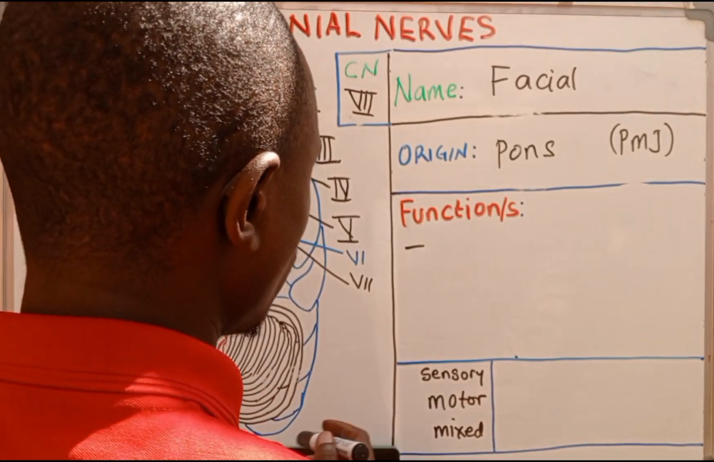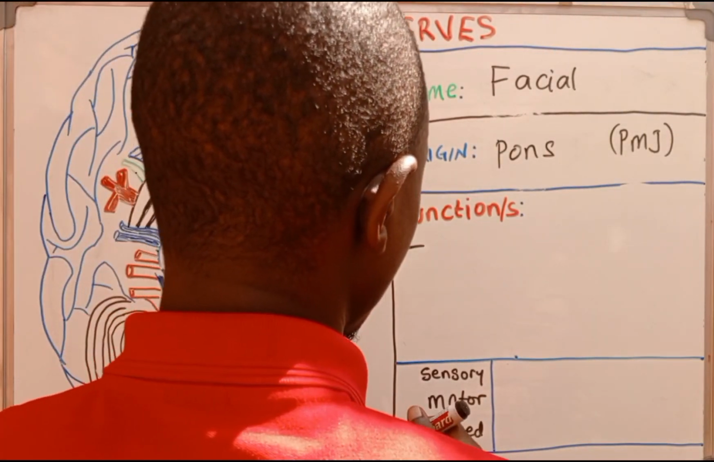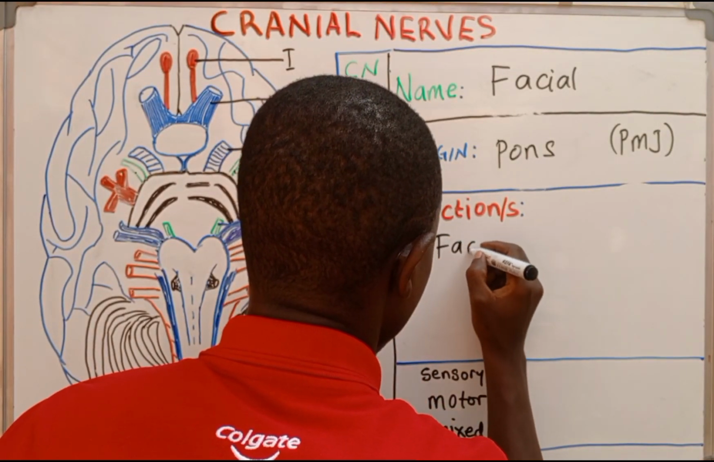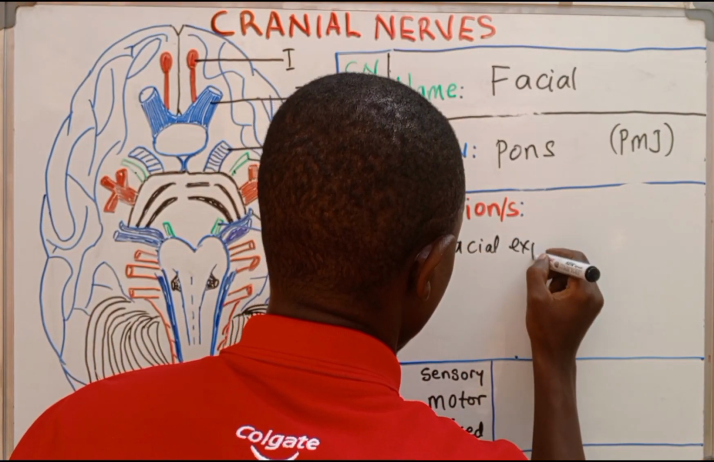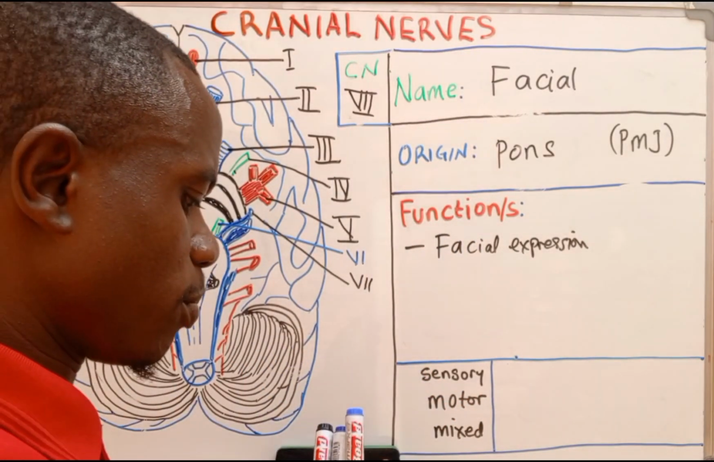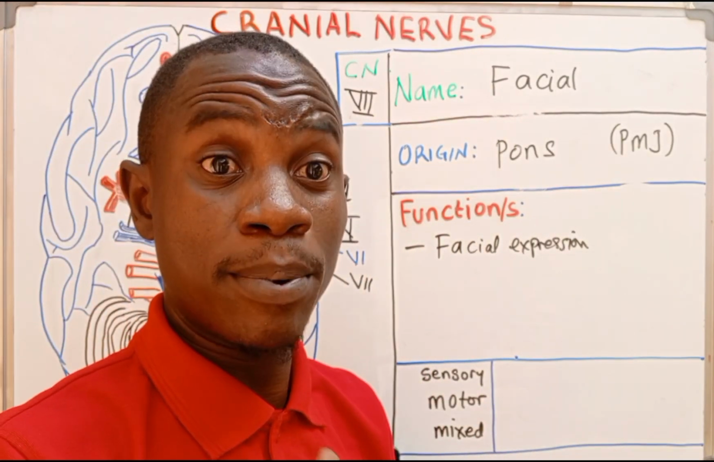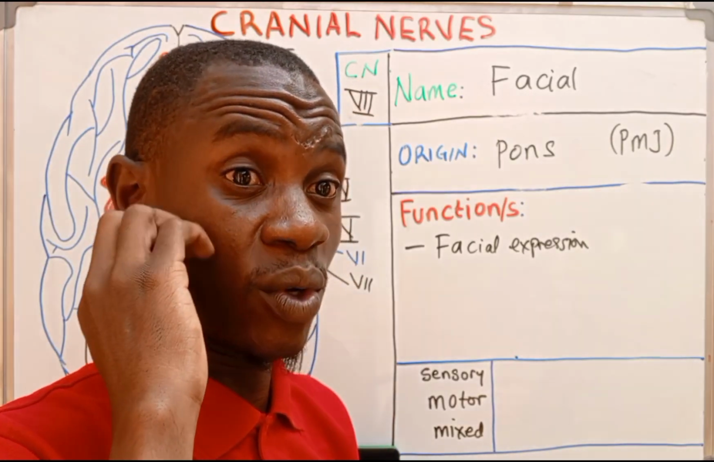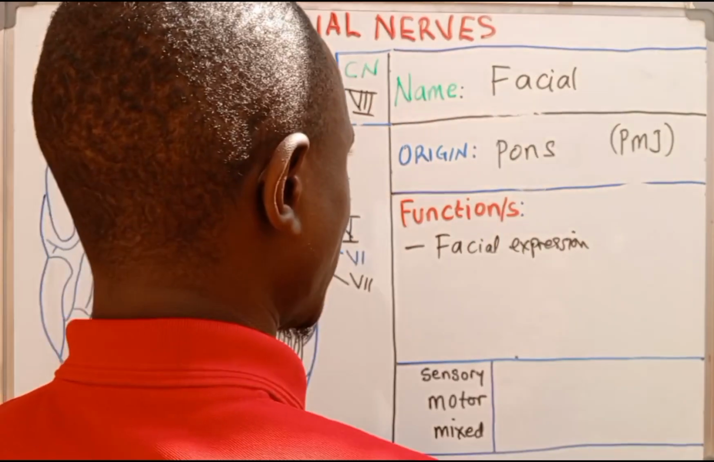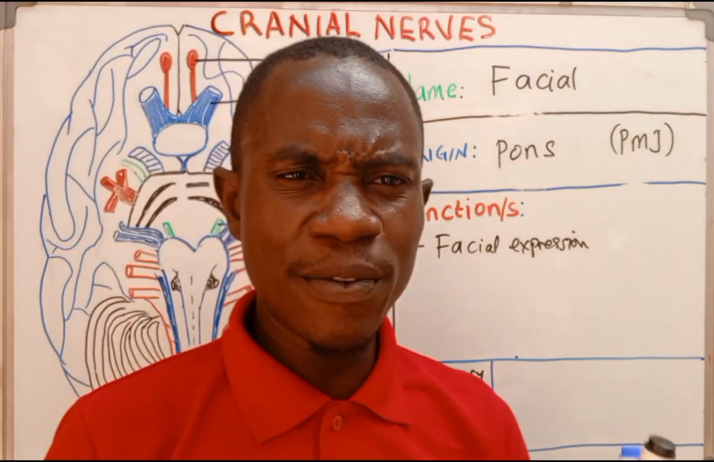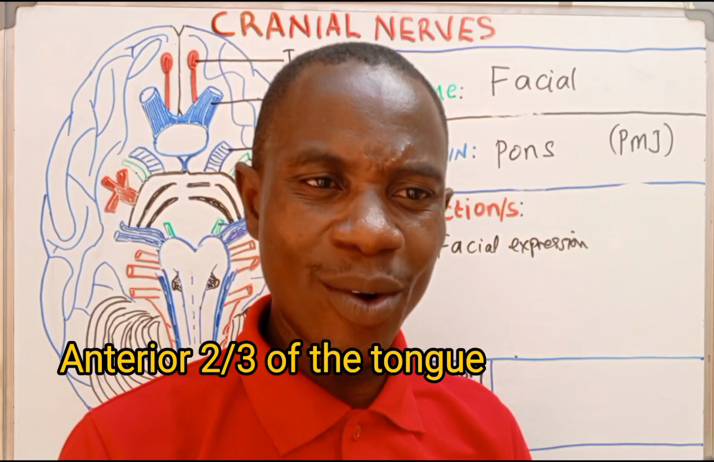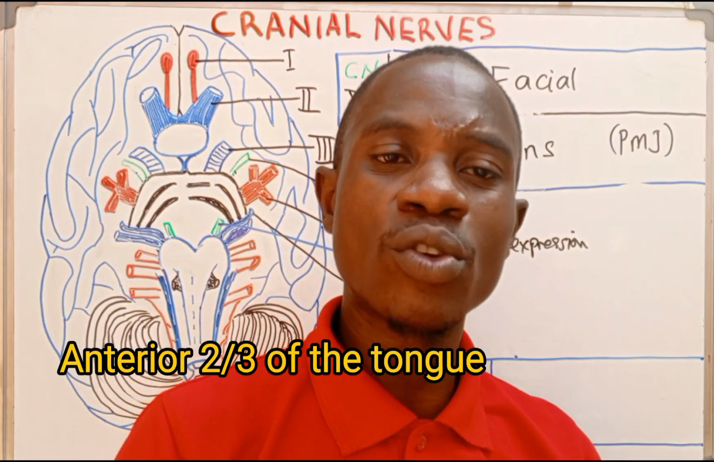Something which I want you to know is that this nerve is going to be helping us in the following functions. The first one is going to be helping in what we call facial expression, because it's going to be supplying muscles of facial expression. What else? You see, this facial nerve is going to also be supplying what we call the anterior of the tongue. In other words, it's going to be helping us in a sense of taste.